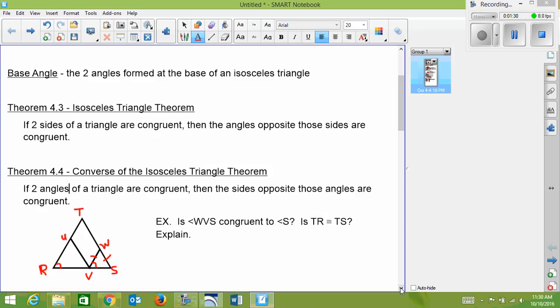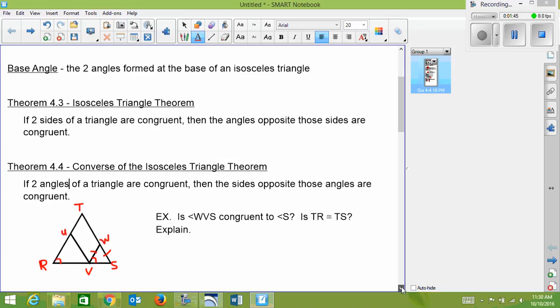My example that I have here is angle WVS, this one right here, congruent to angle S, which is this one, and is side TR, this whole side, congruent to TS, and then to explain it.